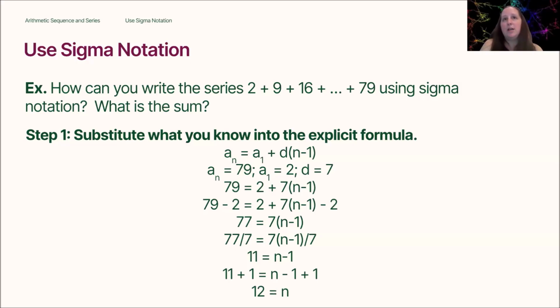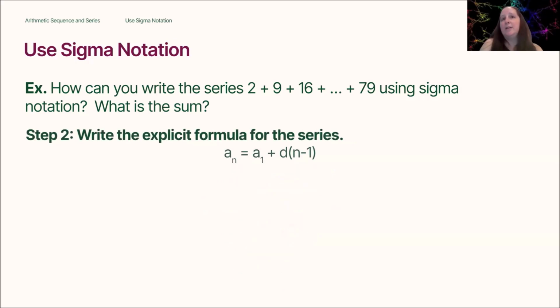Now, of course, you can sit here and go, my first term is 2, my second term is 9, my third term is 16, on and on until you get to 79. You can do it that way as well. Again, this is more of a shortcut. So use the formulas that you know to help you figure out the solution.